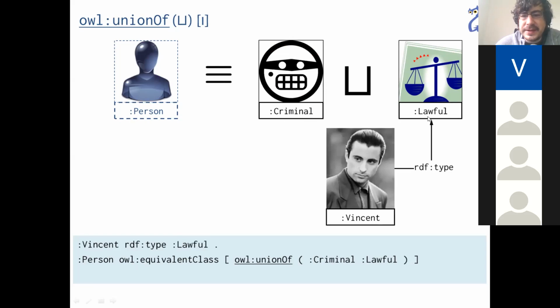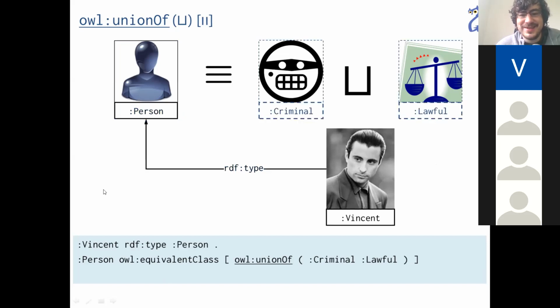If we say that Vincent is lawful, what can we infer? He is a person. Yeah, precisely. So we can entail that he must be a person, right? Because these things are equivalent. If we were to go about it the other direction, what could we infer? He could be either a criminal or a lawful person. Exactly, yeah. So now we don't know which, but we know that Vincent must be criminal or lawful.